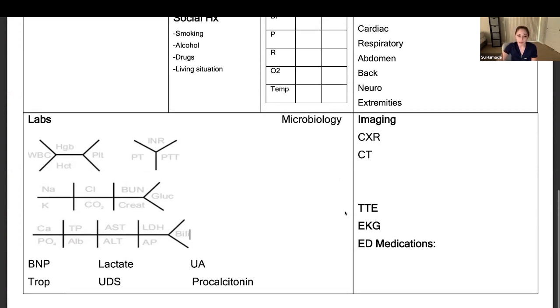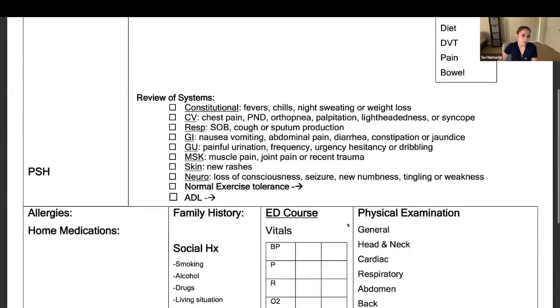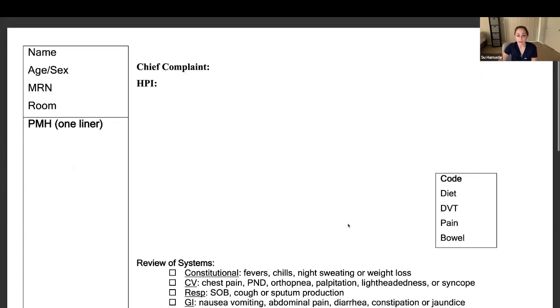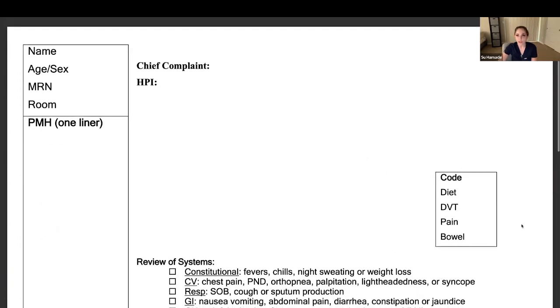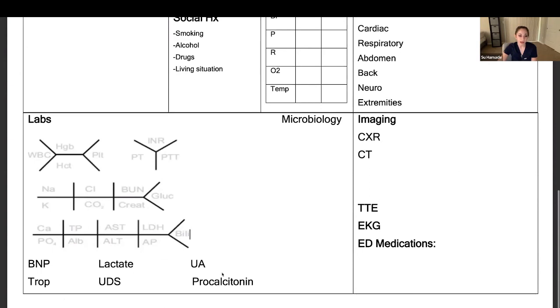So this, I highly recommend you guys, if you guys want this, I can talk to Omar about sending it out and just printing it and having it ready on call day, printing a lot of copies and just getting in the habit of collecting all this information. And this just makes it so nice to have in one sheet.